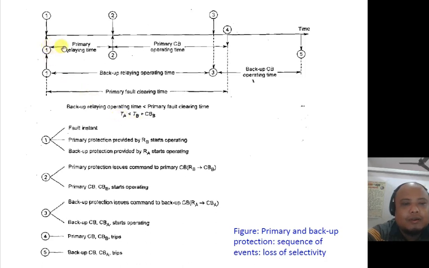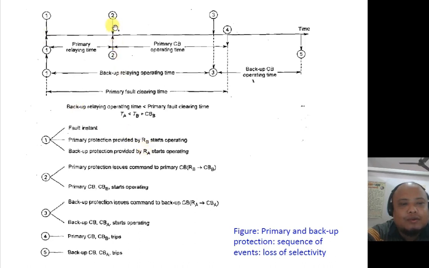So here this is the primary relay operating time, primary circuit breaker operating time, and the backup relay should wait up to this point. But in this case the backup relaying time is only up to instant 3, which is less than this plus this. Then what will happen? Let's see. So fault appears at instant 1, correct? So as soon as it appears, both the relays RA and RB, primary and secondary, will start simultaneously.